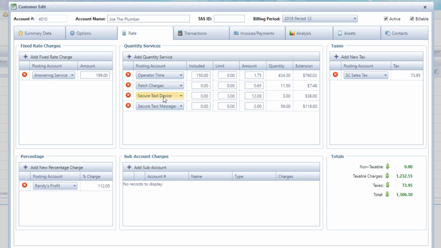Now our secure text device, this was our fixed quantity posting account. So we're telling it we're going to have 3, and we're using this limit column to plug in the number. So this is the quantity and the charge per unit, extending out to $36. And then here we're charging for a secure text message at $2. There were 59 of them, and $118 is the total charge. The sales tax for this client, again calculated. The profit figure down here came from the 10% of all of these charges up above.